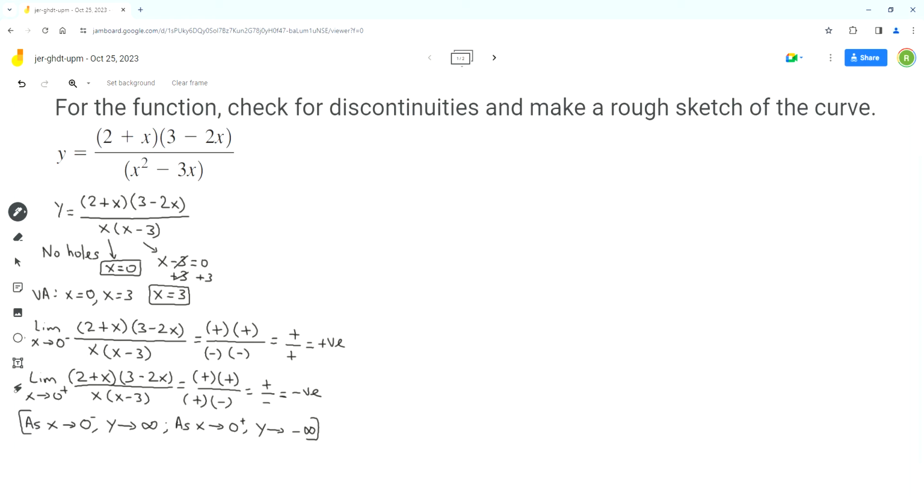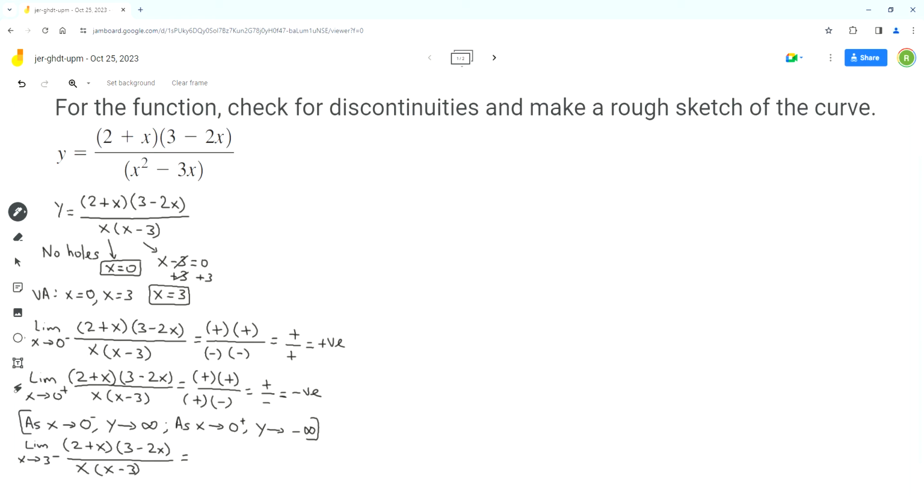Now we can do the analysis for x equals 3. So we'll start with the left hand limit. So limit x approaches 3 from the left side, (2 plus x)(3 minus 2x) over x times (x minus 3).